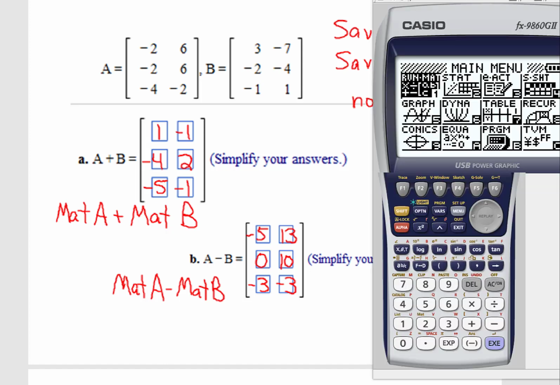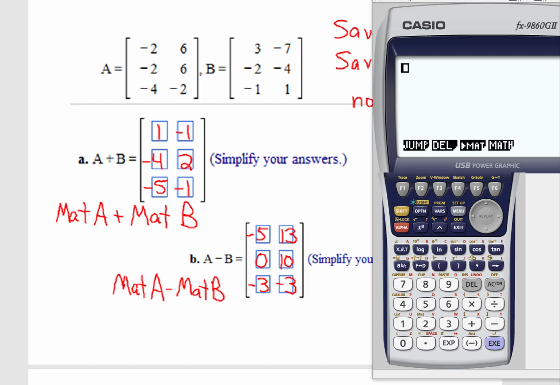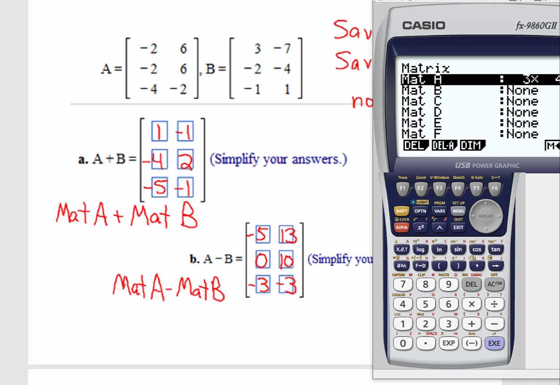So from your main menu screen, you'll go ahead and press 1 to go to Run Matrix. Then we're going to actually go to where we enter the matrices. So press F3. You'll see the arrow with MAT for matrix. And then notice that they give you all of these different matrix options, right? So the very first one is set to 3 by 4. That is not what we need, right? We have 3 rows and 2 columns.